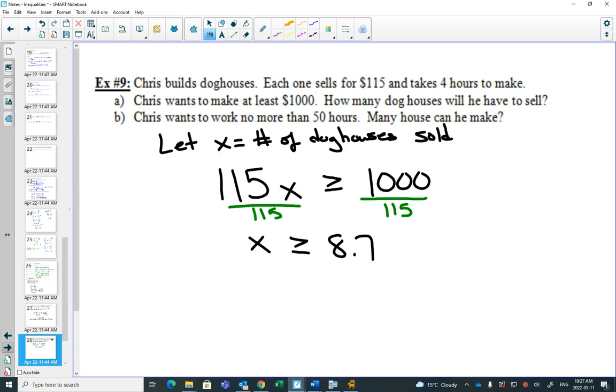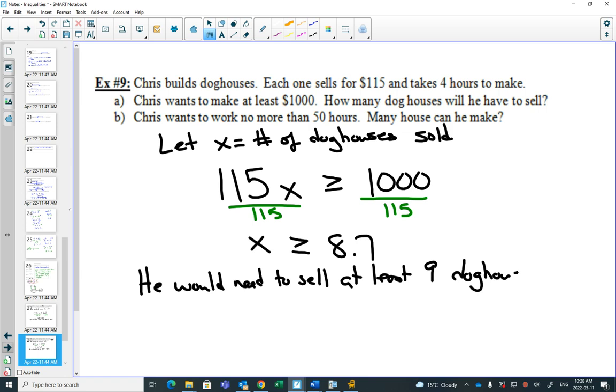Now, it's pretty hard to buy 0.7 of a doghouse. So what would you have to say? He would need to sell at least 9 dog houses. Notice, I'm going to underline this part because we have to use inequality language in our answers as well. He doesn't have to sell exactly 9 dog houses. He could sell 15.